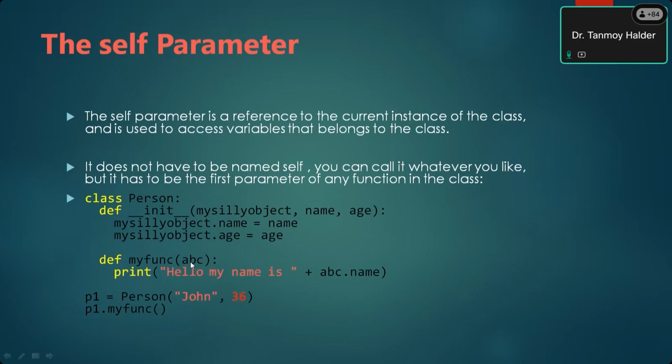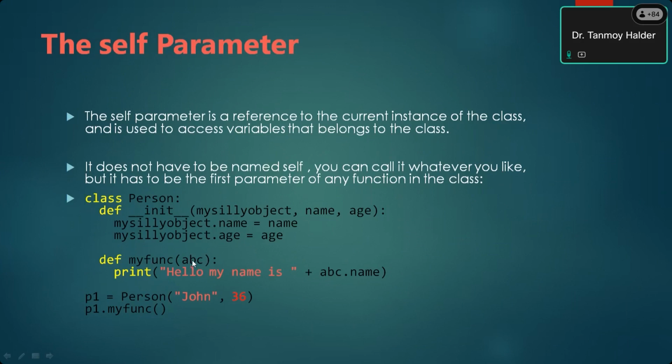In this function ABC. As I told you in the previous slide, if there is no argument, then there will be a self argument. So in this function, my function, I have used only one argument, and that is ABC. So what does it mean? This is actually replacing self.